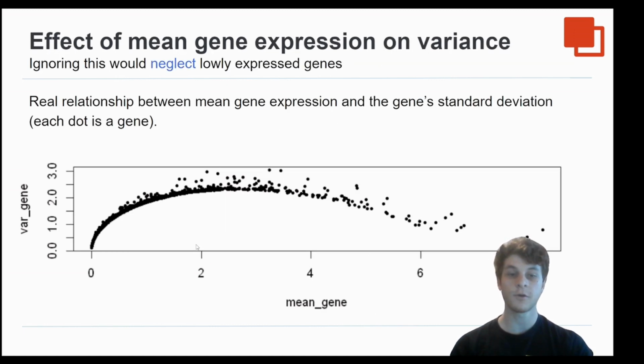Here, I'm showing a figure where each dot is a gene. The x-axis is the gene's mean expression level, and the y-axis is the gene's standard deviation. If the two measurements had no relationship, we would expect a random smattering of points, but that's not the case here. Simply sorting from the top to the bottom would actually ignore this relationship and could lead us to miss interesting genes and lose out on interesting results.